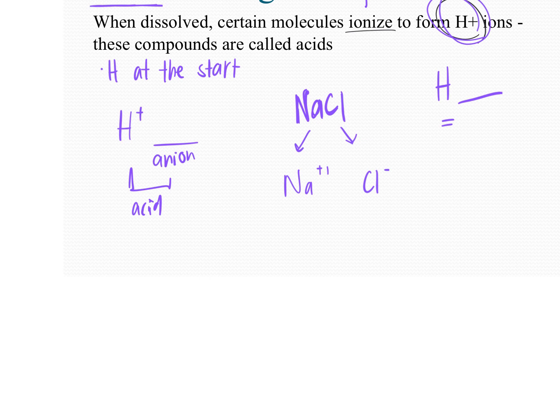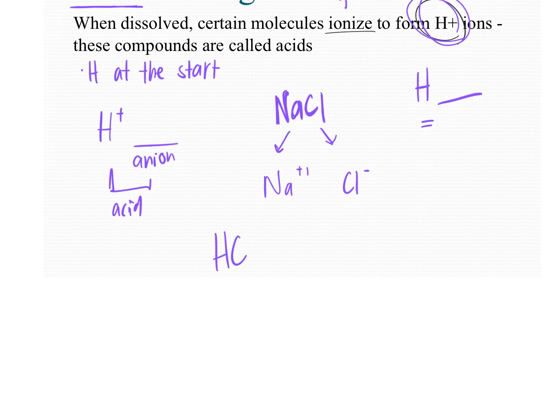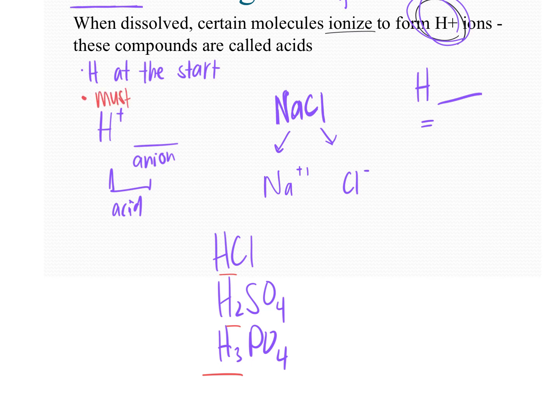Let me give you some examples of acids: HCl, H2SO4, H3PO4. Those are all examples of acids, and we can tell because hydrogen comes first. We treat them like an ionic compound in that they have to be balanced. That's another bullet point here: they must be balanced, with an overall charge of 0.